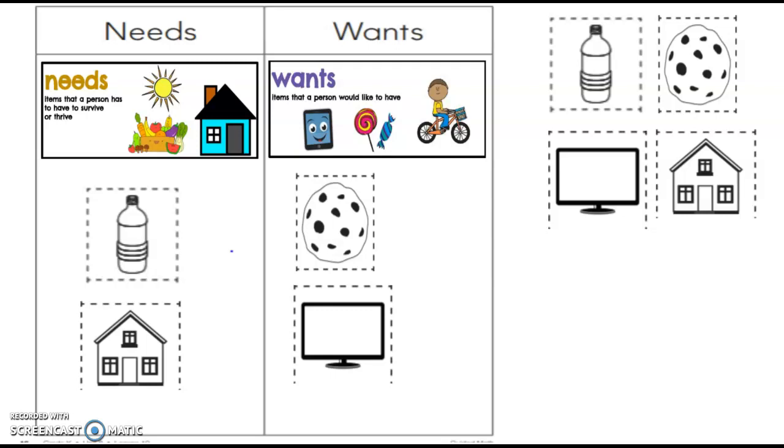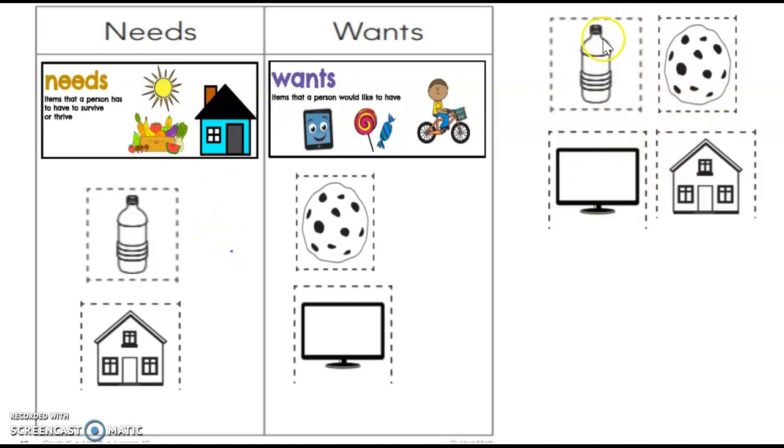So remember last week what we did was, well, we had to sort objects by the things that we need and the things that we want, okay? We had to organize these pictures and place them in the correct category, okay? So for example, the categories that we have here, the first category is needs. What's our first category? Needs. And then our next category is wants. What's our next category? Okay.